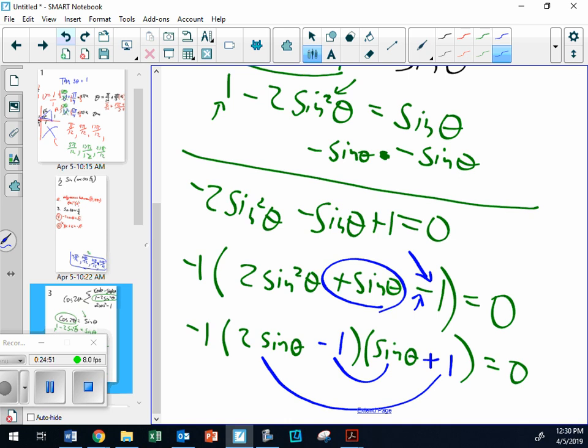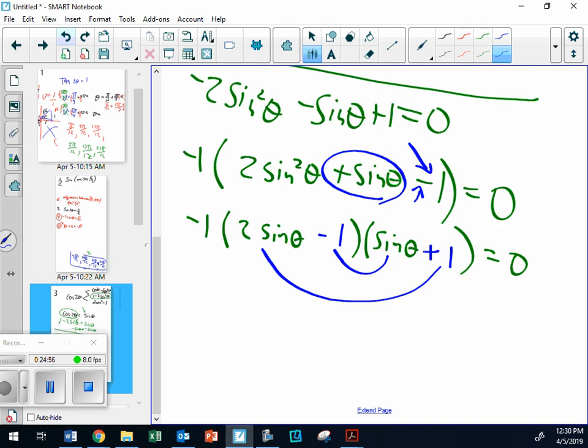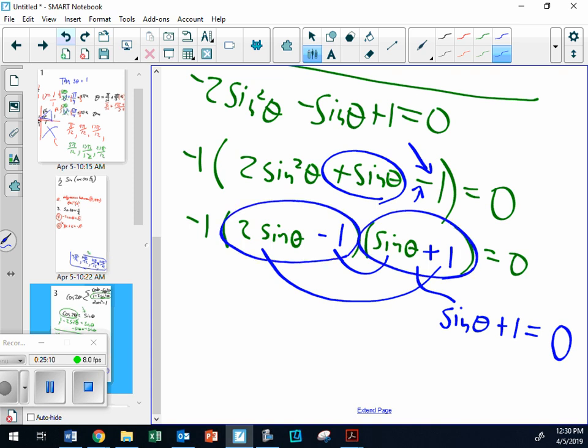Can I be done now? Nope. Because it's factored, but I don't have the answers. So you take this, and guess what? After all that work, you've got a new problem. You set this one equal to 0, and you set this one equal to 0. Do you set a negative 1 equal to 0? No, that's impossible. So you don't worry about the last one.